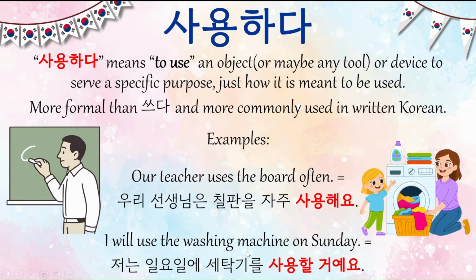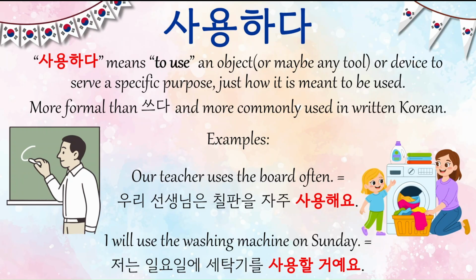Okay, this is how it works. I will use the washing machine on Sunday. Now here, you can very easily identify that the speaker is using the washing machine for a purpose, just how it is meant to be used, to wash clothes. Okay? So, 저는 일요일에 세탁기를 사용할 거예요. I is 저는, Sunday, 일요일. Washing machine, 세탁기. Will use, 사용할 거예요.